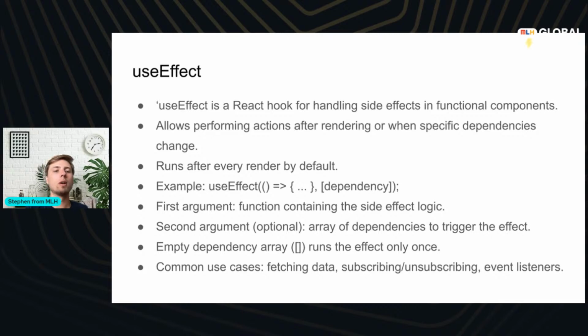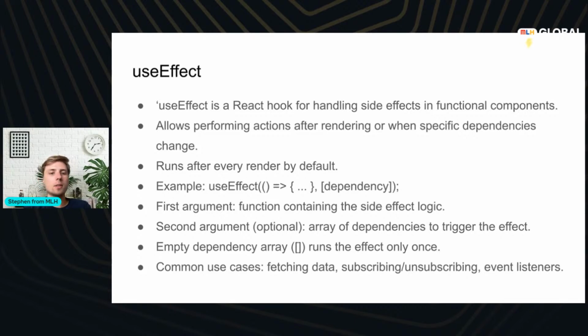And so you could write useEffect and then an arrow and then these curly braces. And inside of the curly braces is where you put the first argument of useEffect, which is a function containing the side effect logic. So you could write a function that does any kind of logic in the application. And the second argument, which is an optional one, is the array of dependencies that could trigger the effect. So we could specify some dependency that we want to trigger our useEffect logic.